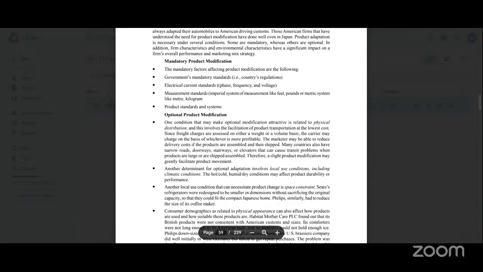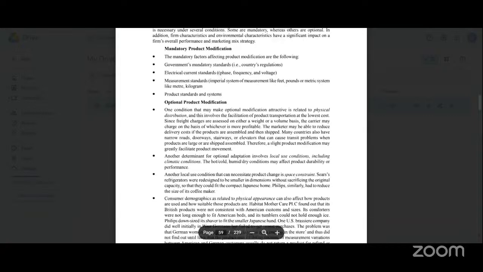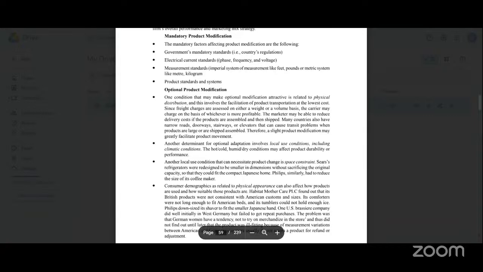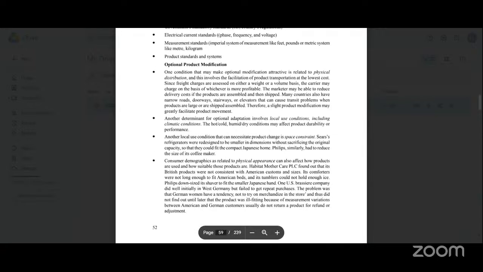The second one is electrical current standards, like phase, frequency, and voltage. The next one is measurement standards, the imperial system of measurement like feet and pounds, or the metric system like meter, kilogram, etc. The next factor is the product standards and systems. So let us deep dive into each of them in a little more detail.